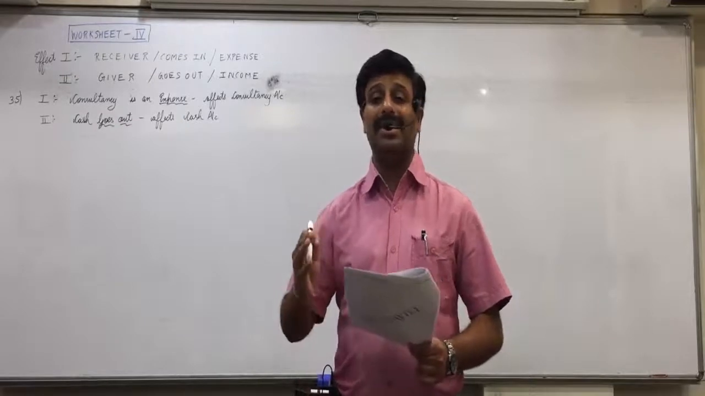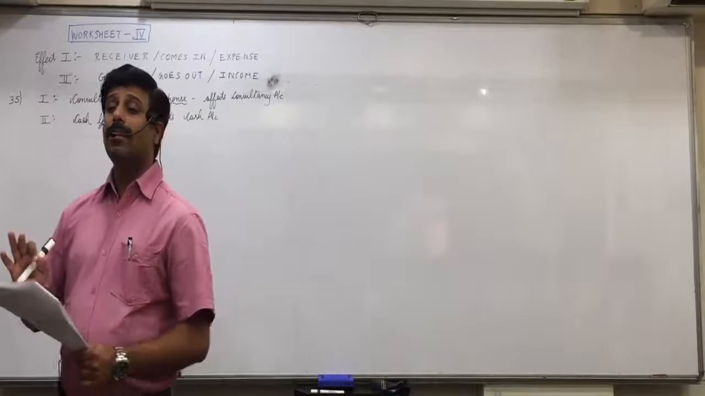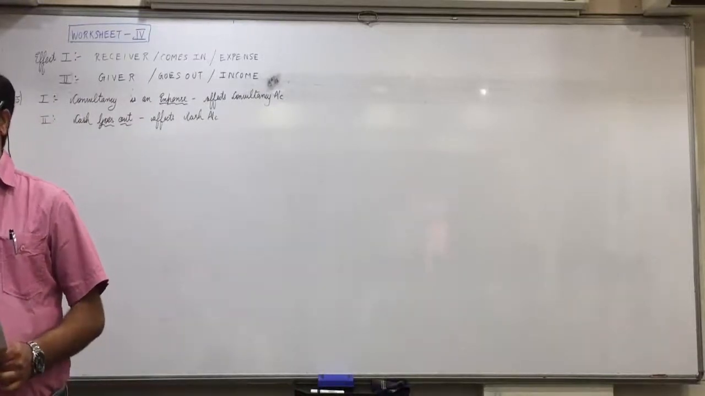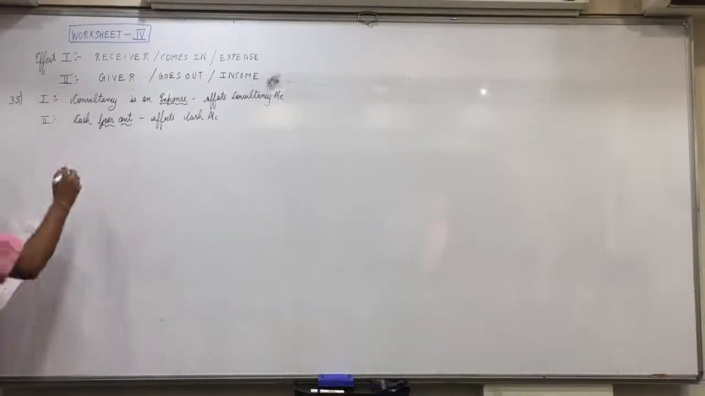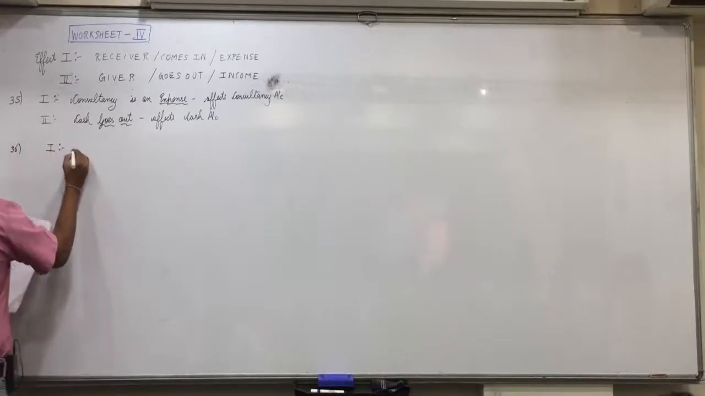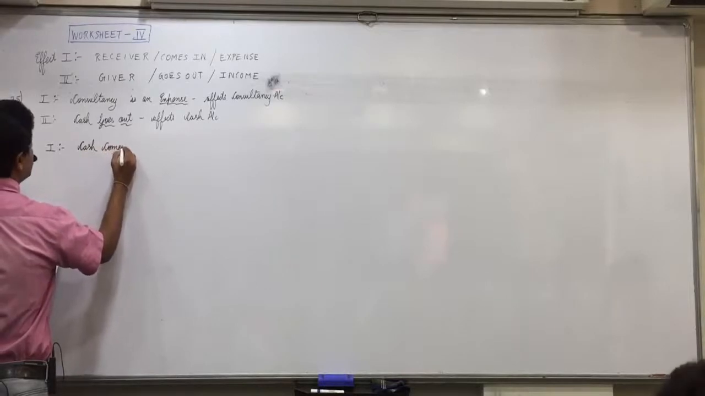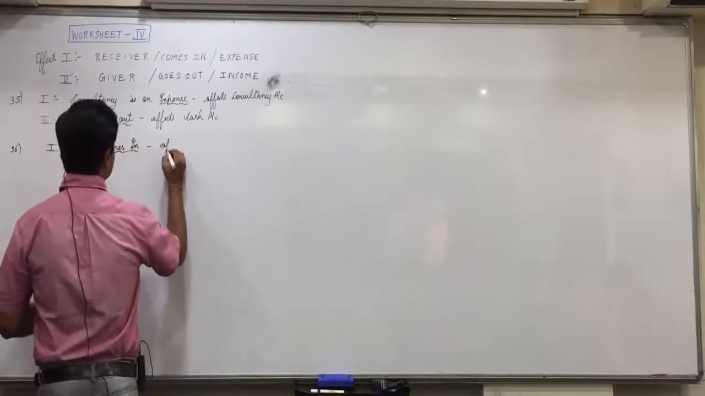Received brokerage of rupees 200. Who is the receiver? No one. For the receiver, what should be given? Name should be given. No one is the receiver. What comes in? Cash. Now we are receiving brokerage, so cash comes in. Write down. Effect 1. Cash comes in. Affects cash account.